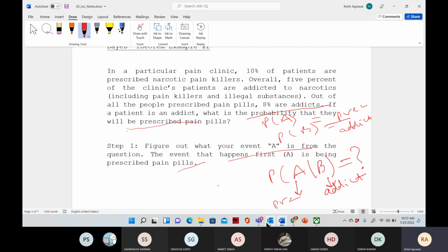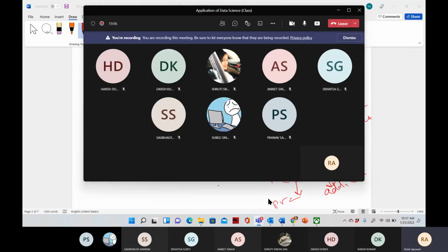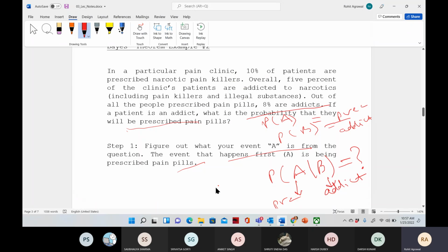Okay, so how 16%? Who gave the answer? Sir, I did. Okay, and others, Harsh, Shruti, Aniket? Sir, 16%. 16. Okay.